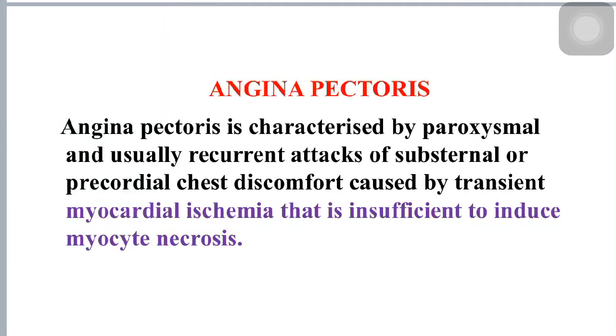Next, we will move on to angina pectoris. First, we have to define what is angina pectoris. Angina pectoris is nothing but a spectrum of myocardial ischemia which is characterized by paroxysmal and usually recurrent attacks of substernal or precordial chest discomfort caused by transient myocardial ischemia that is insufficient to induce myocyte necrosis. Here, the primary difference between myocardial infarction and angina pectoris is that in angina pectoris, myocardial ischemia is seen, but it is insufficient to induce myocyte necrosis.